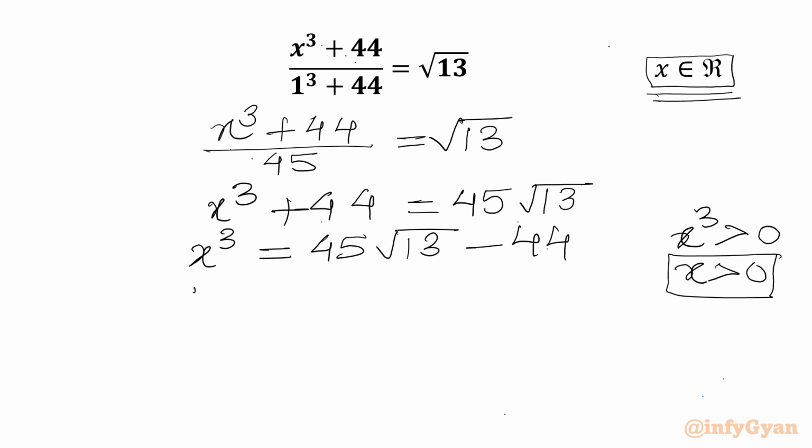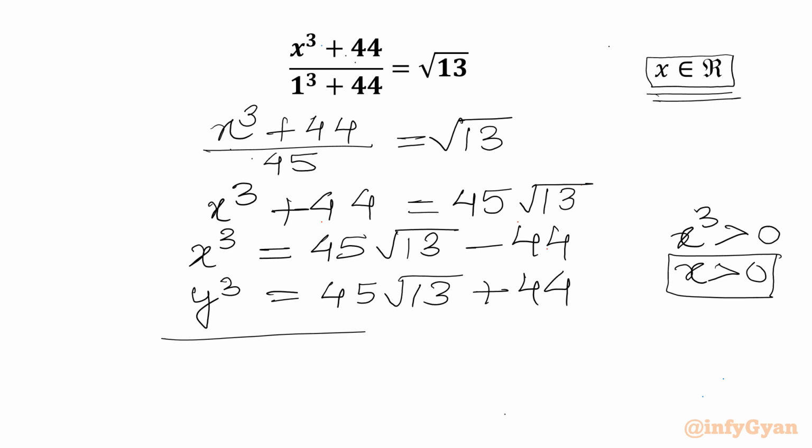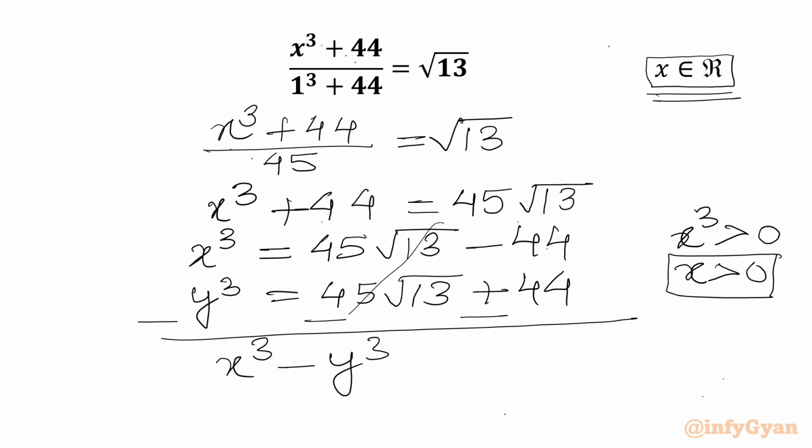Now I will assume y³, which is the conjugate of x³, so 45√13 + 44. Now I will subtract the second equation from the first one. I can write x³ − y³ will be equal to −88. Let us say this is our equation 1.